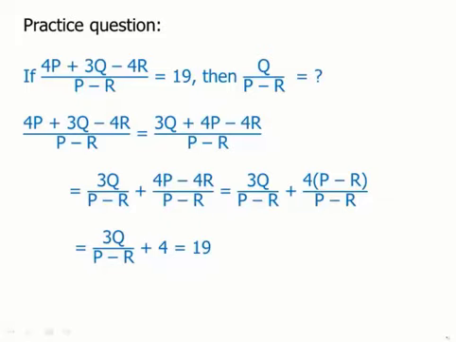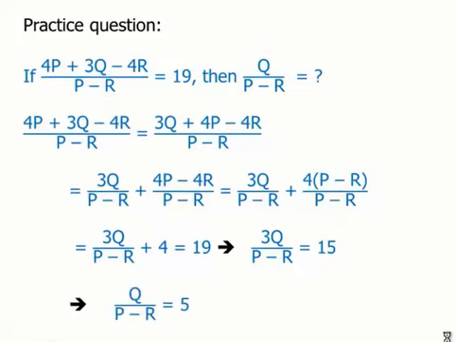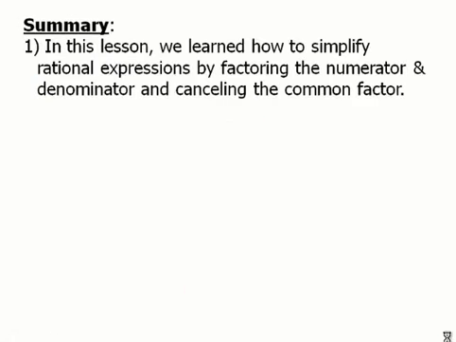So if we subtract 4 from both sides now, we get 3q over p minus r equals 15. Well, now we'll just divide both sides by 3, divide that numerator and divide the other side by 3, and we get q over p minus r equals 5. And thus we have answered the question.